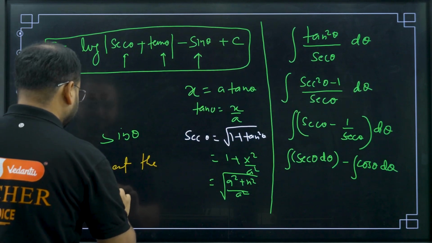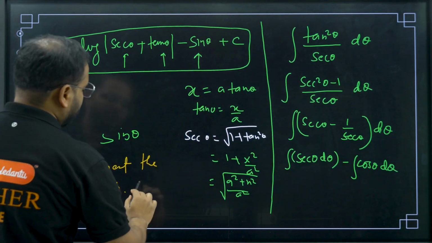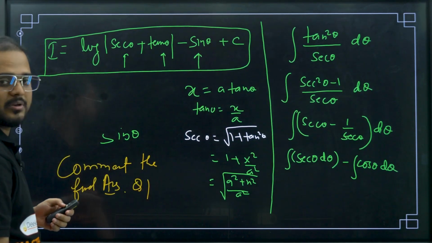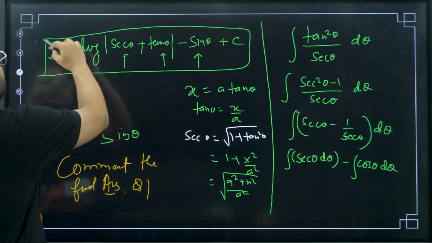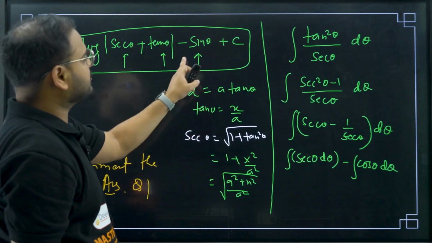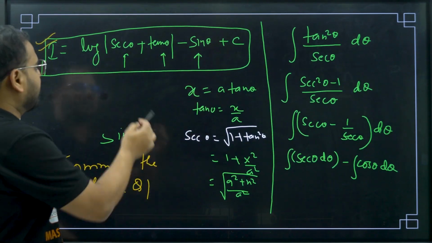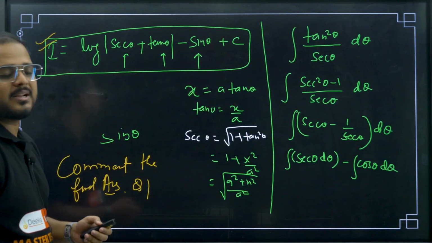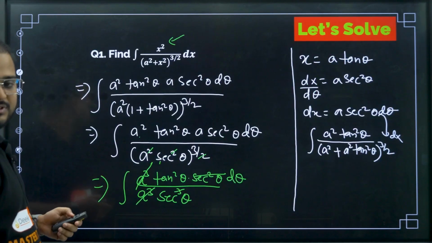The final answer for question number 1. Let me know what you're getting. From here only you can get it, right? I've given for sec theta, found for sine, and put it in the final answer, which is log of sec x plus tan x minus sine theta.